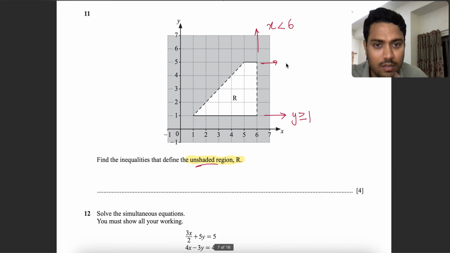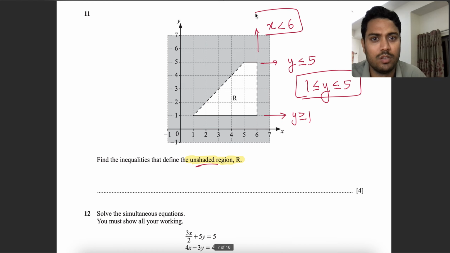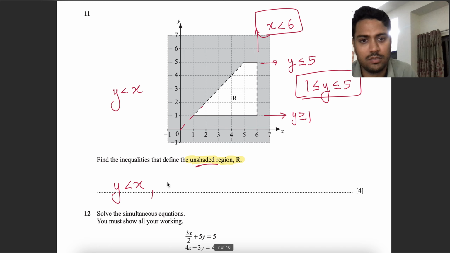This line again, this line is y equals 5, so it is shaded below, so we define less than or equal to 5. So for y, combining these two, we'll get y less than or equal to 5 and y greater than or equal to 1. This is one inequality, and the last one is this one, y equals x. This line is actually y equals x. So for the upper region, the lower region is y less than x. So y less than x, x less than 6, and 1 less than or equal to y less than or equal to 5. This is the answer.